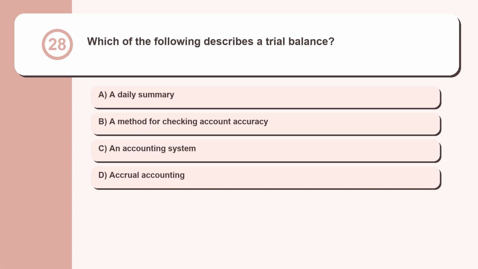Question 28. Which of the following describes a trial balance? Here are your options. Option A. A daily summary. Option B. A method for checking account accuracy. Option C. An accounting system. Option D. Accrual accounting.